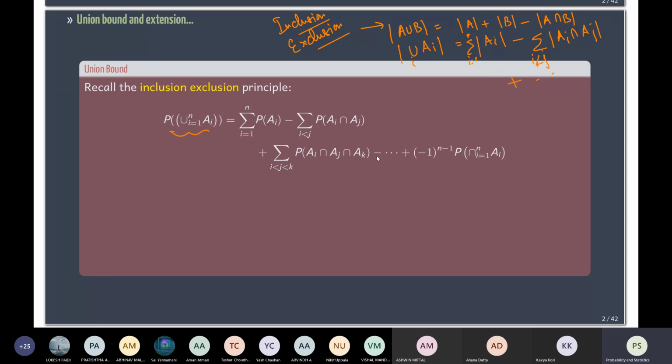I think we have proved this before. One thing to remember is that the first term is just the singletons, the second term is the pairwise intersections, and it's a subtraction here. Then you have to add the intersections of three terms, and then subtract all possible intersections of four terms, and so on, up to the last intersection of all the A_i's.